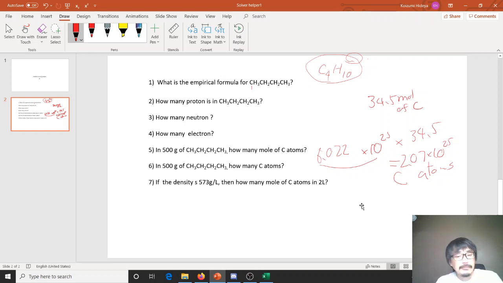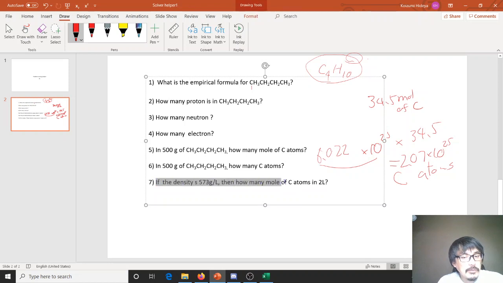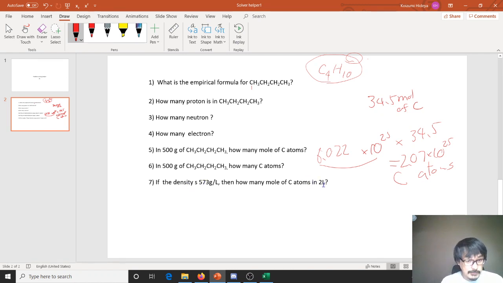Okay, so that's that. Now the last problem is slightly more interesting because I don't really have a mass directly for this one. I have a density and volume, right? And then I'm supposed to get the number of mole of carbon atoms. So in chemistry, you are either dealing with the number of mole of something or the mass. So I really need to change this density and volume to mass first.